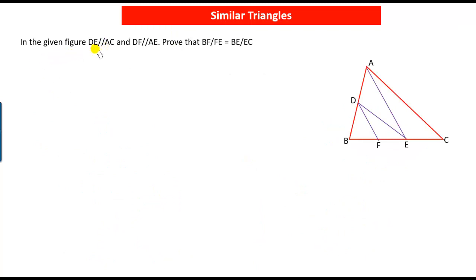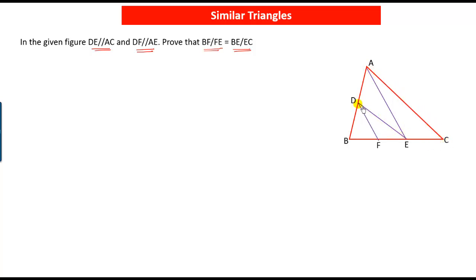In the given figure, DE is parallel to AC and DF is parallel to AE. Prove that BF upon FE is equal to BE upon EC. Now here in the figure, ABC is a triangle, and it is given that DF is parallel to AE, these two line segments are parallel, and also it is given that DE is parallel to AC.